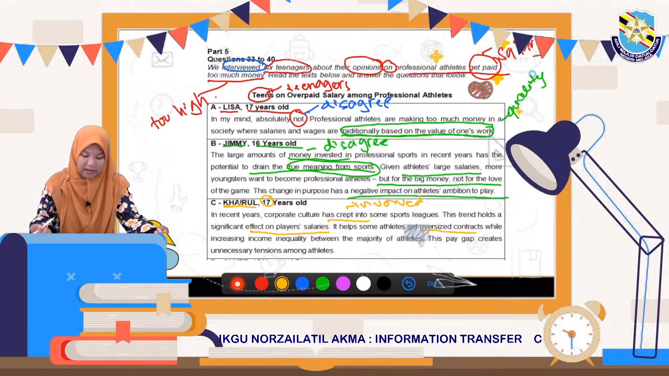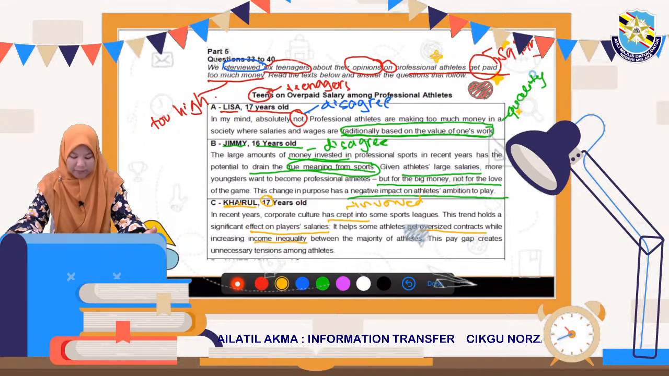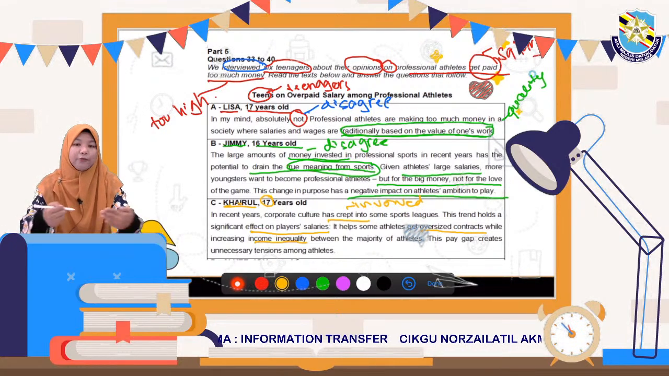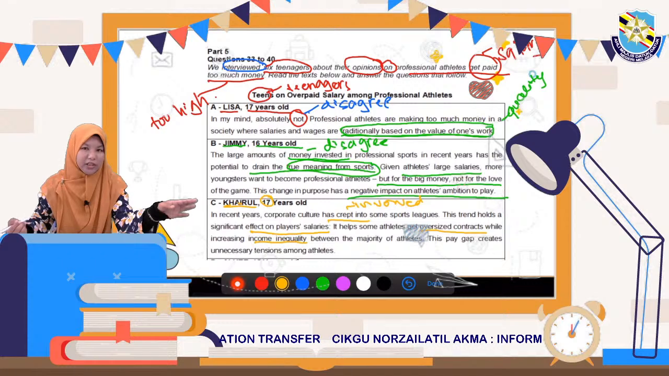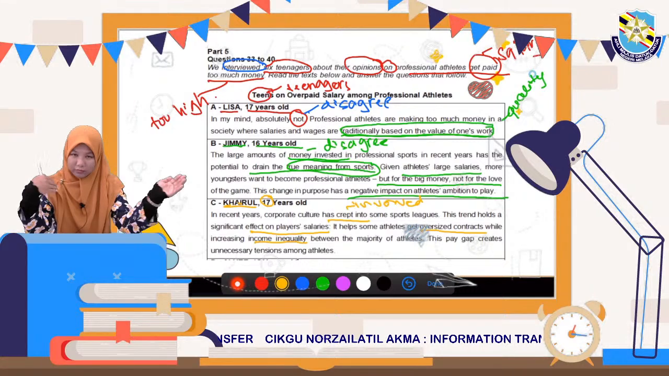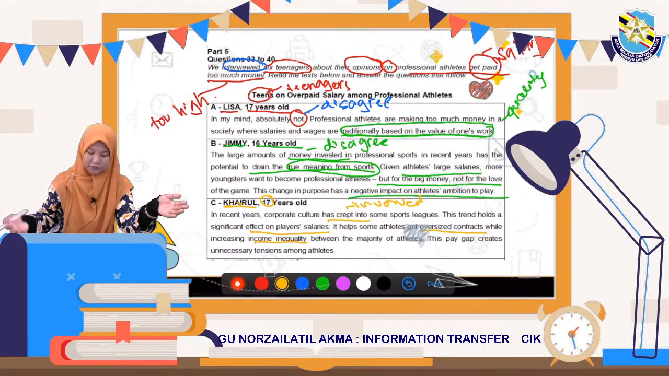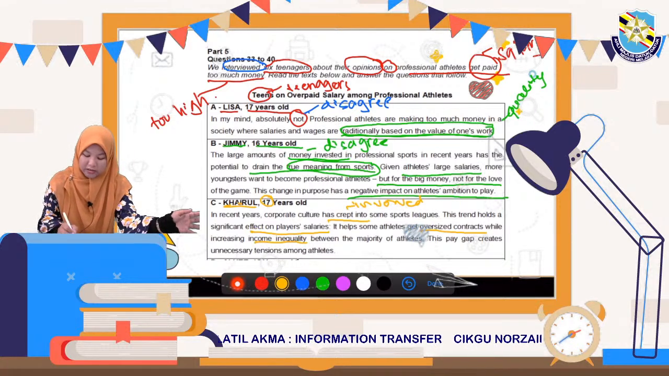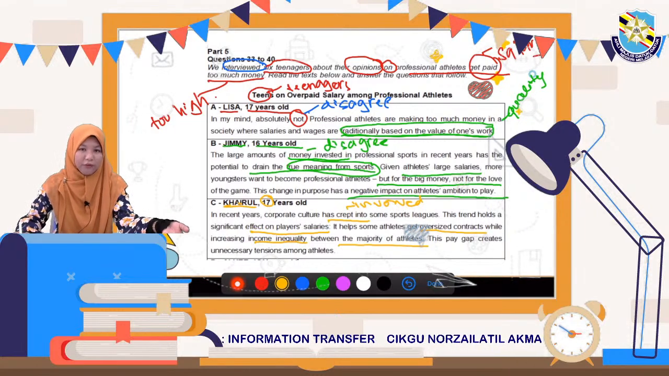While increasing income inequality between the majority of athletes. Income inequality means the difference in income. Maybe player A is paid 100 per hour, while player B is paid 200 per hour. So you can see the difference in income, the inequality. It happens not only for one or two players, but it might happen to the majority of athletes.